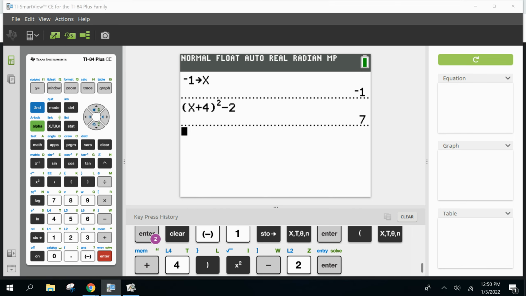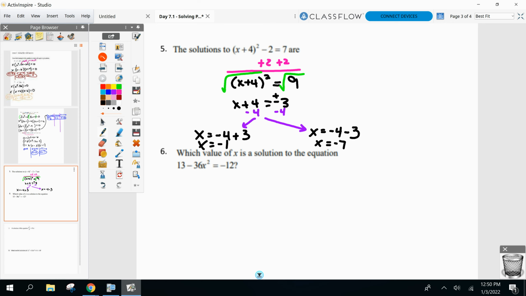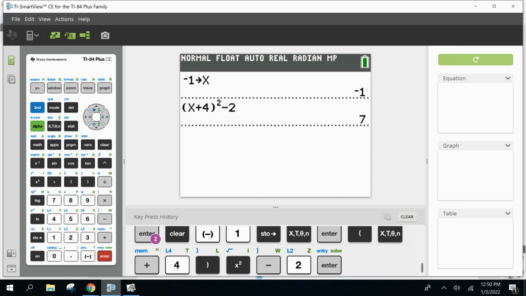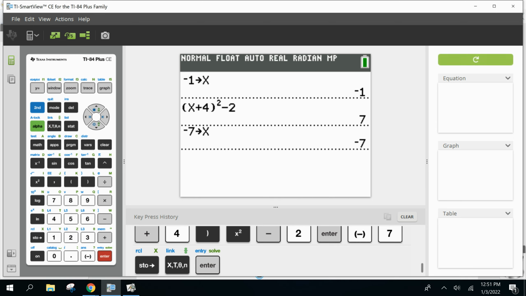And then just to be on the safe side, how about -7? It's got to be equal to the original, right? Now I'm going to test out -7, store in for x. Go up. And hopefully we get 7 out. Yes, we do. We're good.